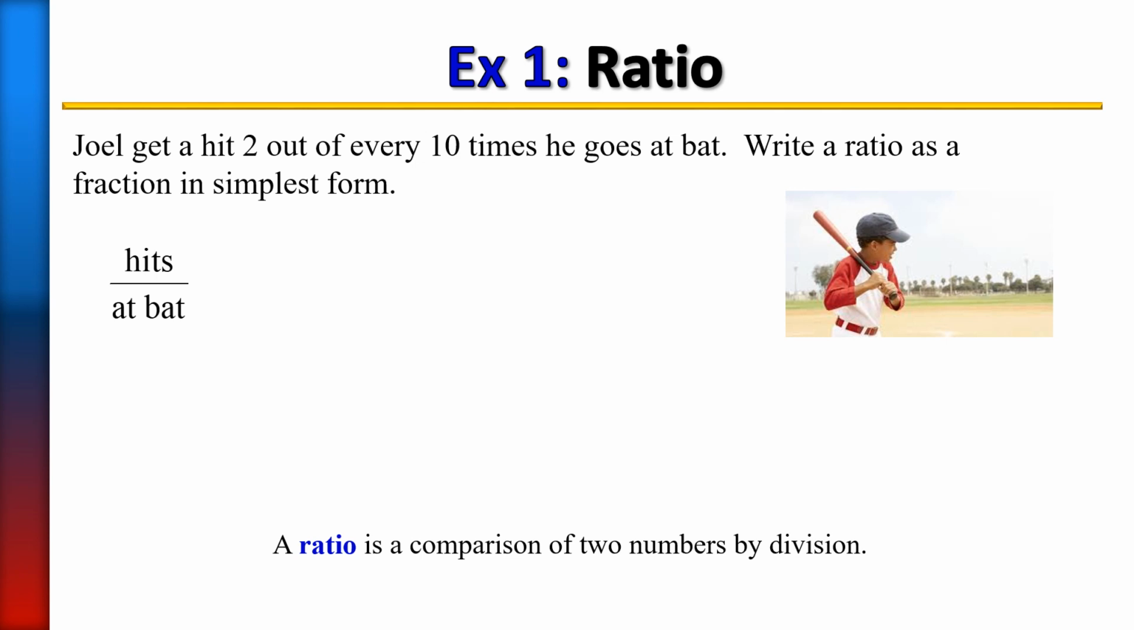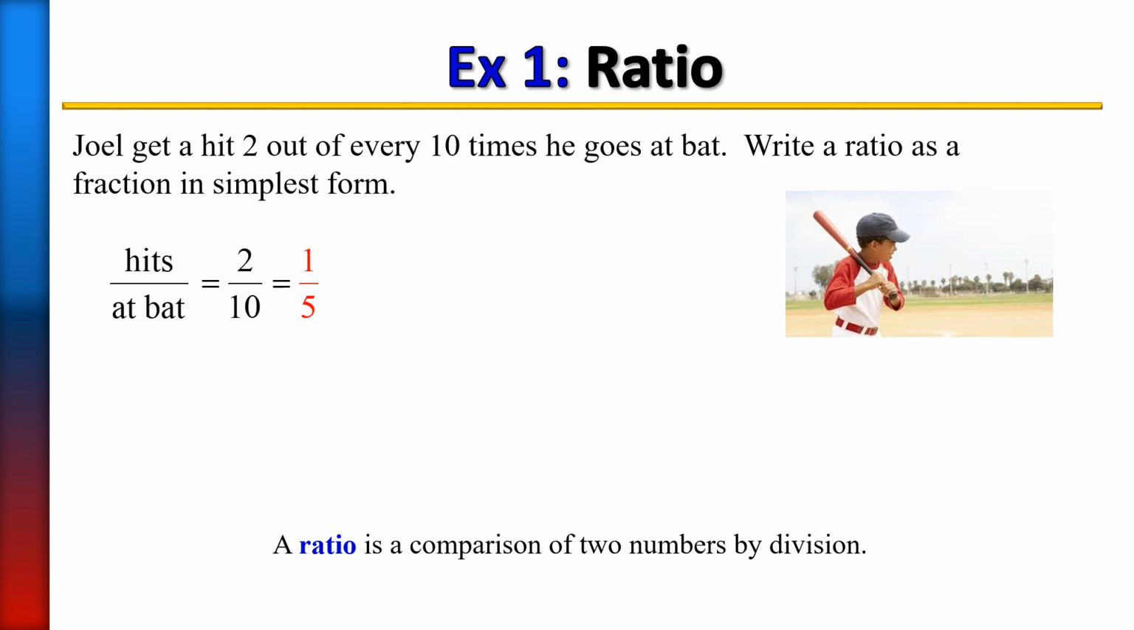So here we want to compare the hits to the times that he's at bat. So it's 2 out of every 10 times, so it will be 2/10. And anytime you have a fraction, you must always reduce your fraction. So if we look at the top and the bottom, there is a common factor of 2 that we can take out of that fraction, and that's going to leave us with a simplified form of 1/5.